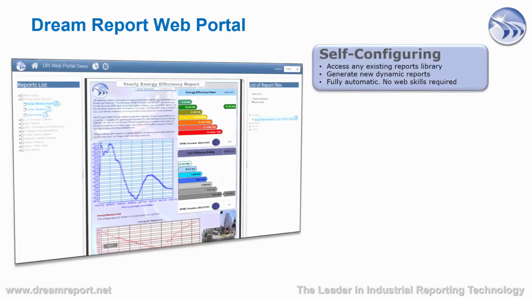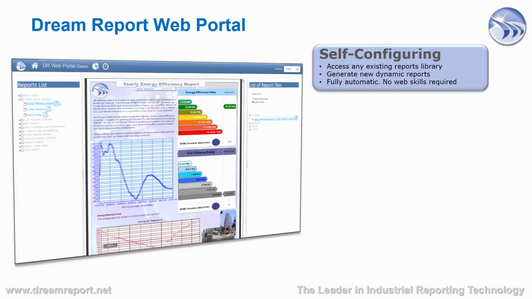The DreamReport web portal is a self-configuring web portal which allows the user to access any report in the DreamReport project. Reports which are automatically generated can be browsed for and viewed within the web portal, as well as allowing the user to dynamically generate reports with user-selected time periods or batch selections. The configuration and deployment of the web portal is fully automatic without any web skills required. Simply install Microsoft IIS on the DreamReport machine and click the Configure Web Portal button in DreamReport, and the web portal is built.